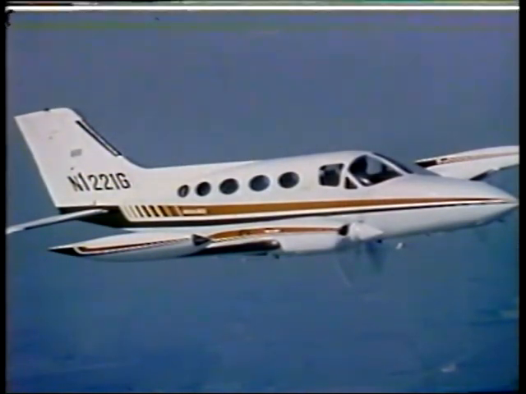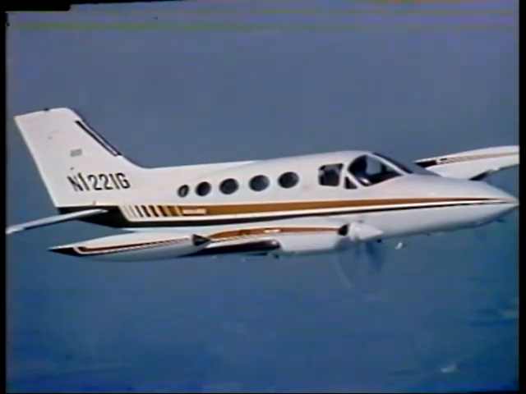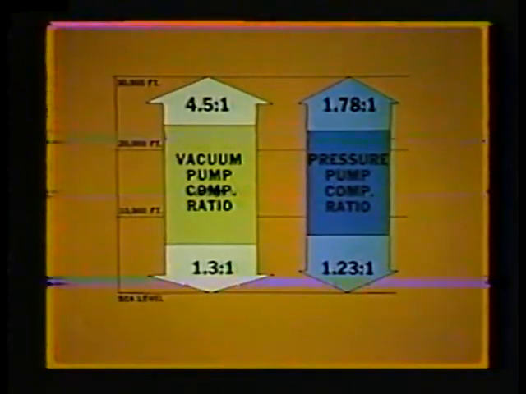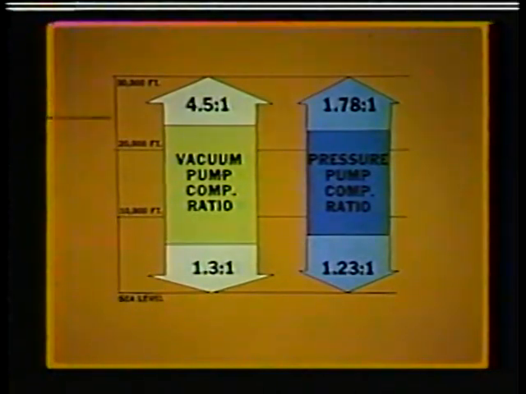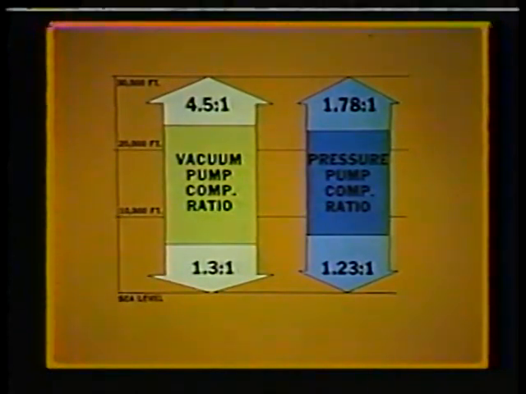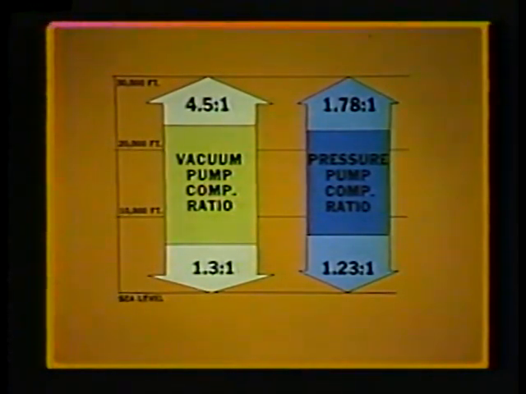However, as aircraft began to fly at higher altitudes where the air is extremely thin, further changes in aircraft pneumatic systems are again necessary. To illustrate this, at sea level, a typical dry air vacuum pump has a compression ratio of 1.3 to 1. At 30,000 feet, however, its compression ratio is 4.5 to 1. Using the same pump, but as a pressure pump instead of a vacuum pump, its compression ratio at sea level is 1.23 to 1, as compared to 1.78 to 1 at 30,000 feet.